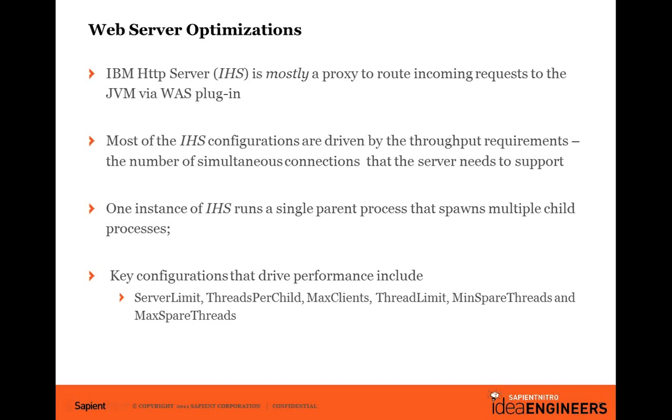A lot of configuration parameters are available in the web server, like server limit, how many child processes can you spawn, what is the maximum number of threads you can spawn, what is the maximum number of clients it can take, and there's this concept of min and max step, where if you cross the threshold, how many can you really go before the process comes down, crashing, right?